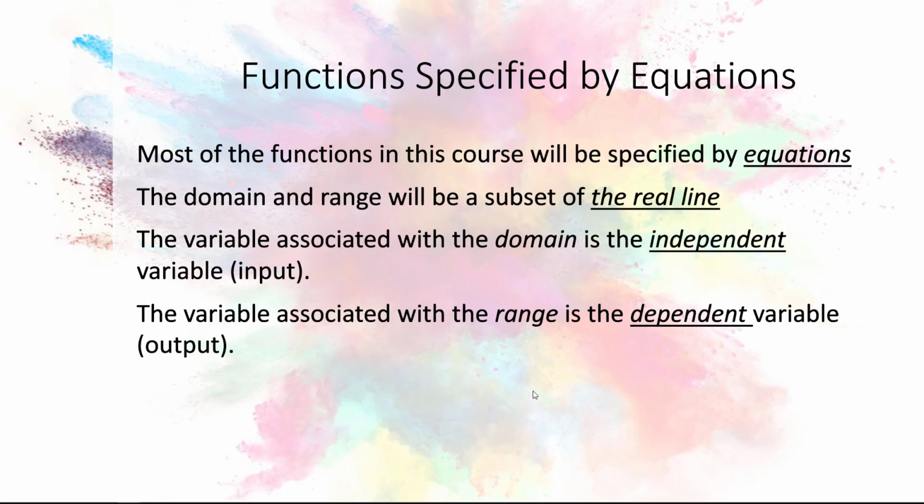Function specified by equations. Well, in this course, most of the functions that you're going to be dealing with will be specified by some sort of an equation. If that's the case, then the domain and the range will always be a subset of the real line, any possible number between negative infinity and infinity. The value associated with the domain, or the input, we will call the independent variable. The value associated with the range we will call the dependent variable. So basically, the range will always be dependent upon the domain.